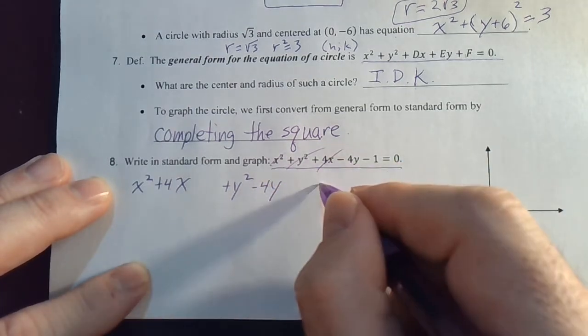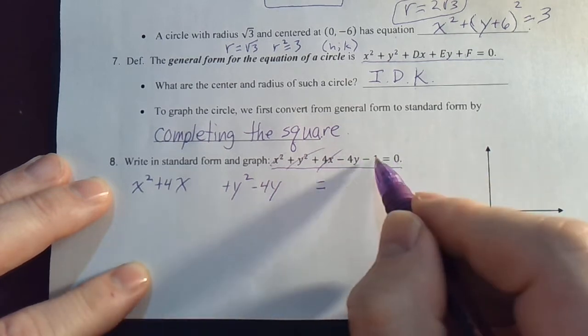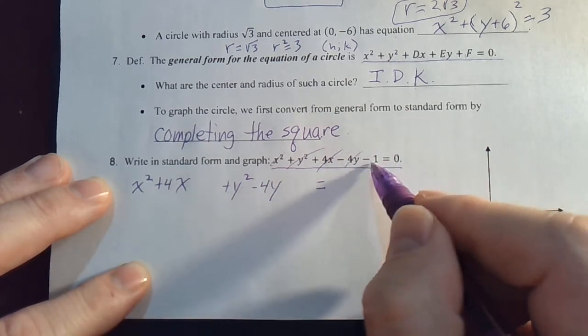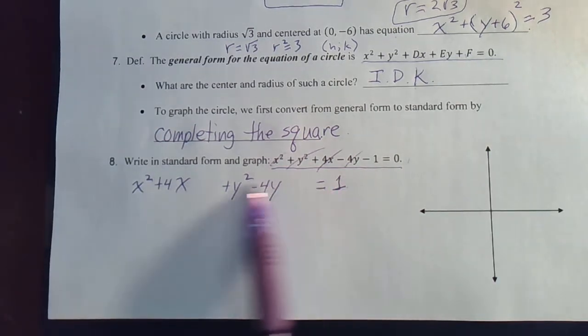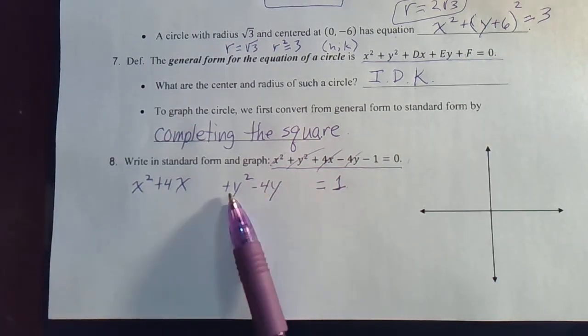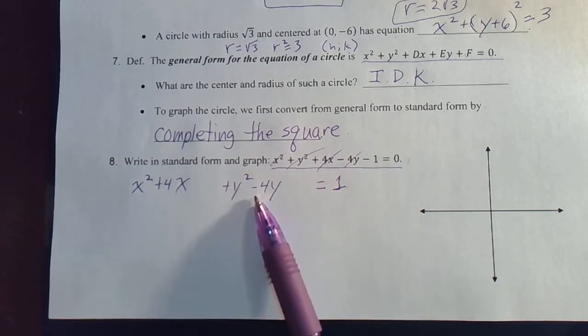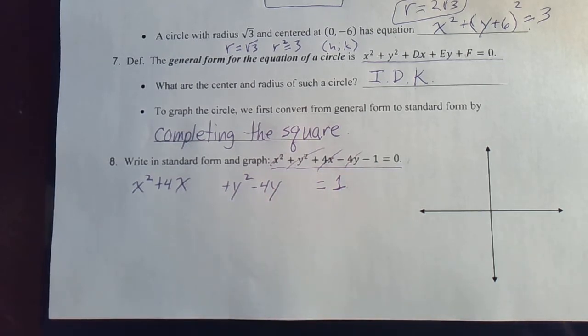Leave some space. Equals, and what goes on the right-hand side? We're adding 1, so it'll be a positive 1. So all we did is just some arithmetic, really. Some algebra. We added something to the other side, and we regrouped. That was it.